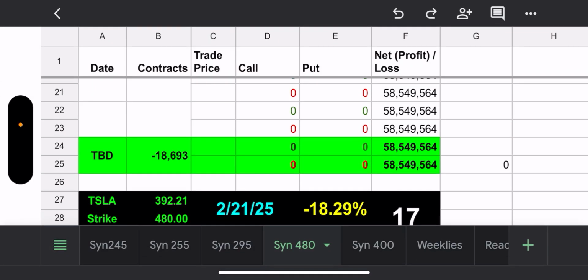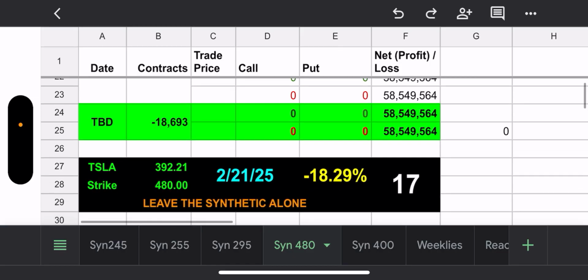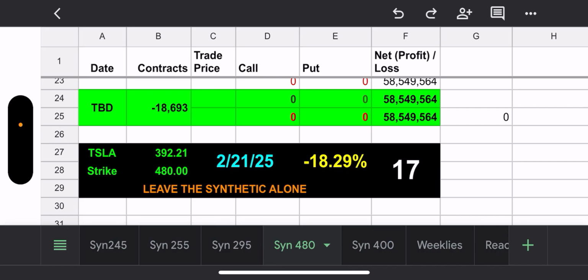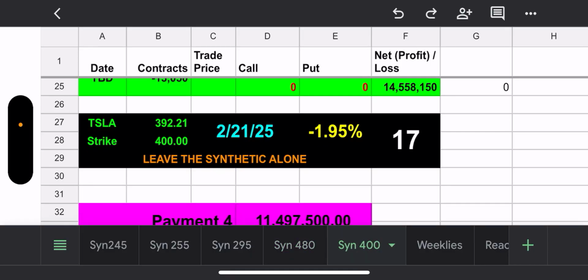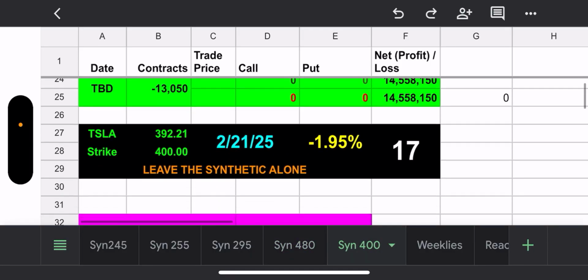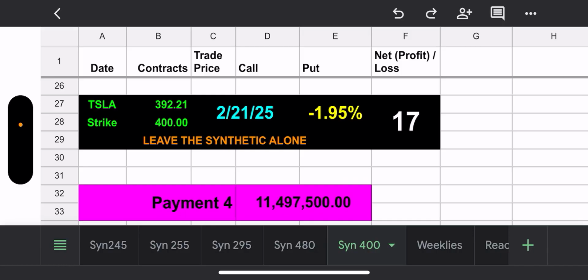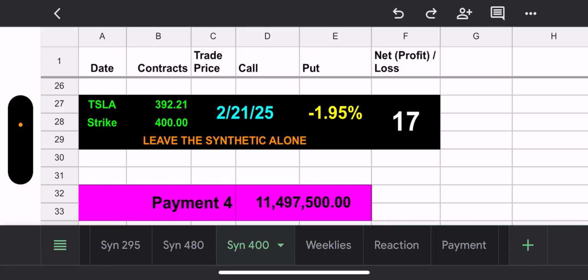So here's T to the S to the L to the Y, 480 synthetic. How you doing? Not so good. Not so good at all. 18% underwater because Tesla's at 392. The synthetic's at 480. Good God. This expires in 17 days, so we can rip that painful Band-Aid off. And then this one's underwater too, so this is not a savior. Unlike MSTY, where they're kind of in the middle of both synthetics, not so much for TSLY. They're on the bottom of both, which sucks.